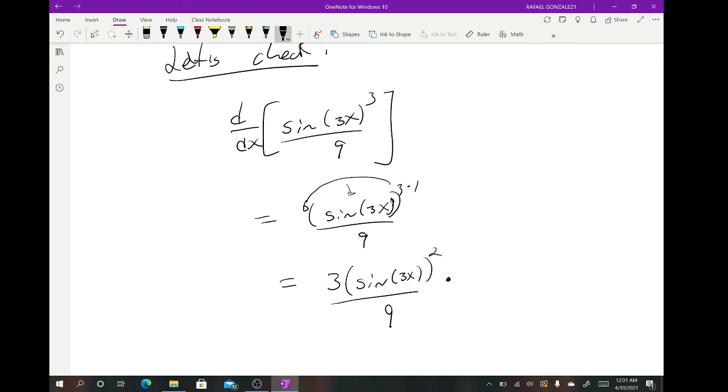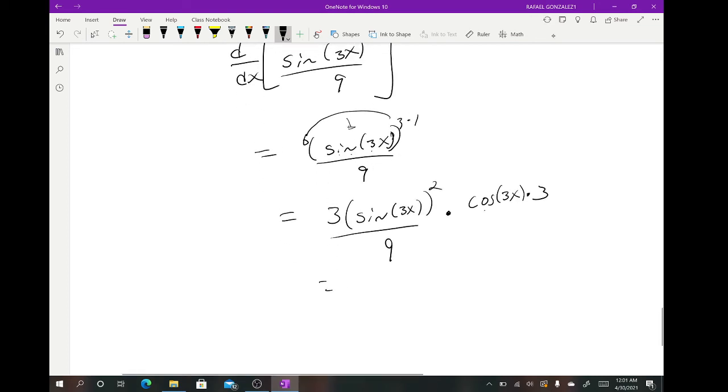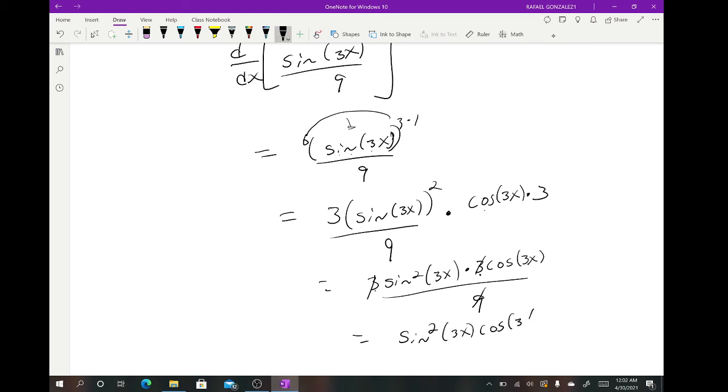The inside is sine of 3x. But the derivative of sine of 3x is cosine of 3x. But remember, for sine, you have to do a chain rule, because the derivative of sine of 3x is cosine of 3x times 3 by the other chain rule, which is what we had done before. So this is equal to 3 sine squared of 3x times 3 cosine of 3x over 9. But notice that this is a 3 times 3, which is 9. So the 9 on the top is going to cancel with the 9 on the bottom. So we have sine squared of 3x times cosine of 3x.